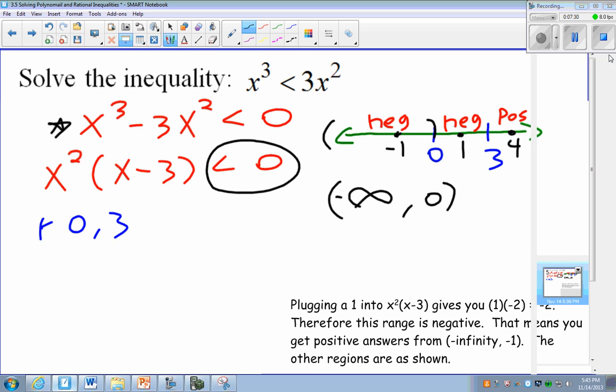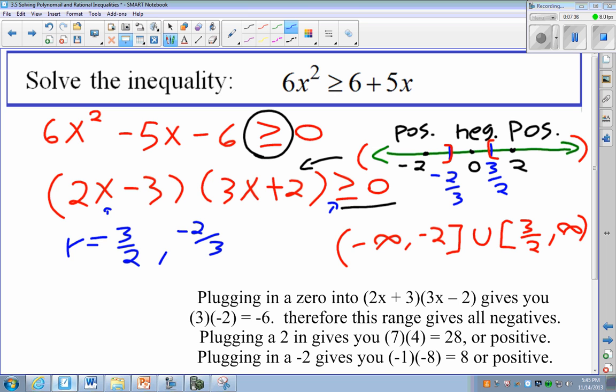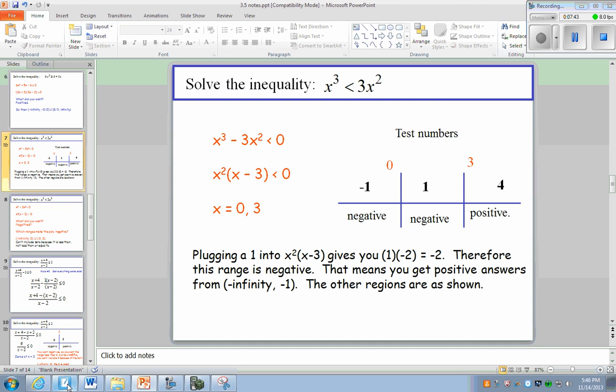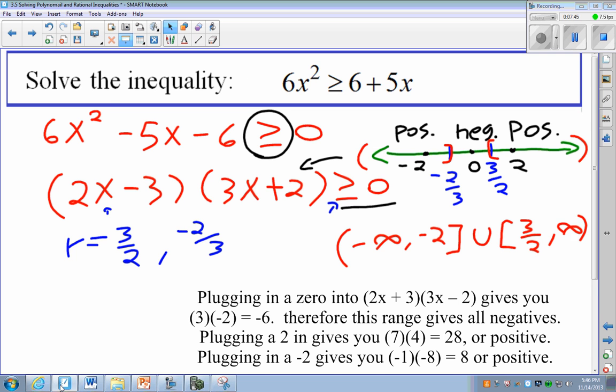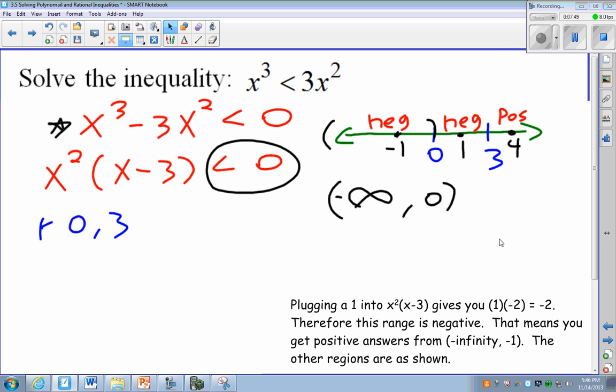Notice in the last example, we set it equal to 0, greater than or equal to 0. And so that can include any of our zeros. But here, since we did not include our 0, since it's just less than, we have to make it a parentheses. And now it's also negative from 0 to 3. And those are both of our intervals.